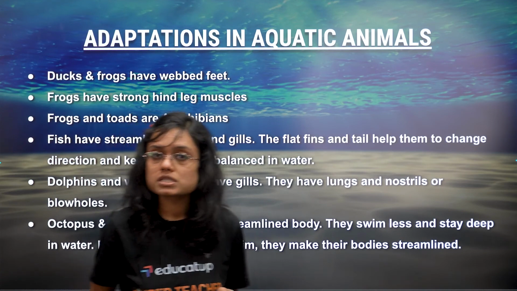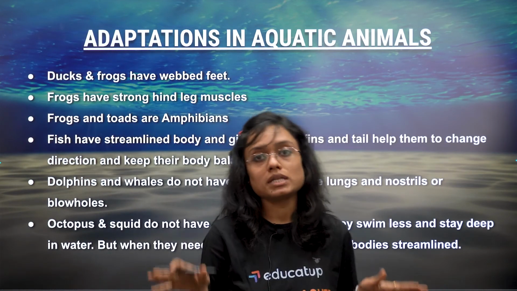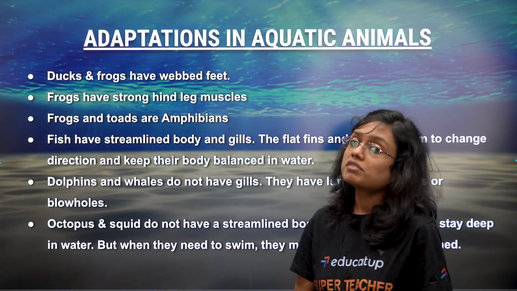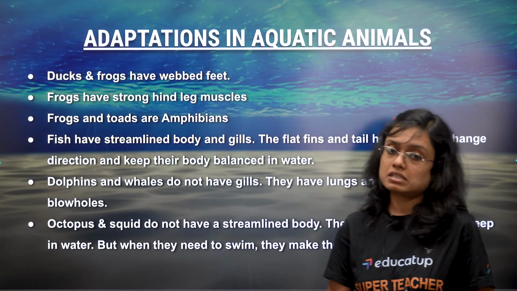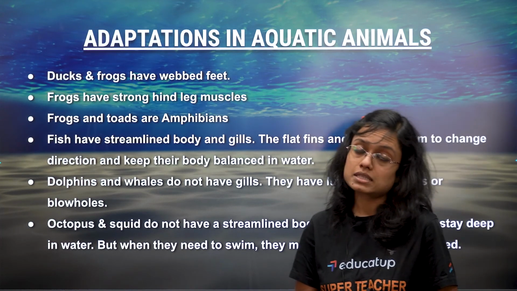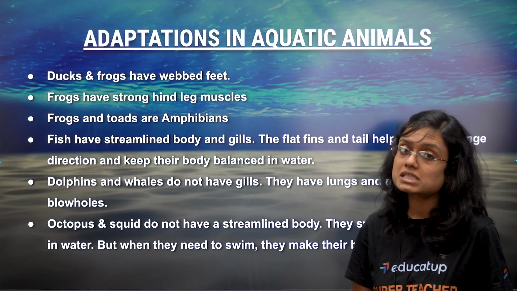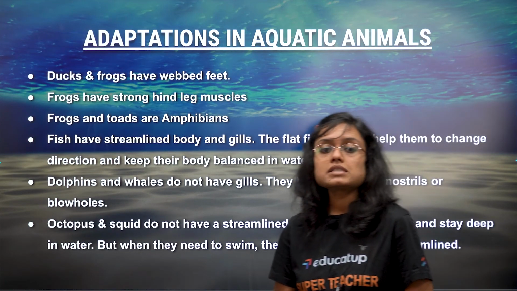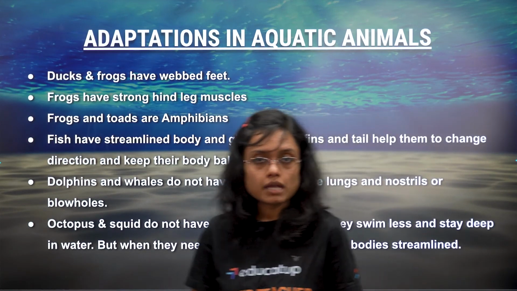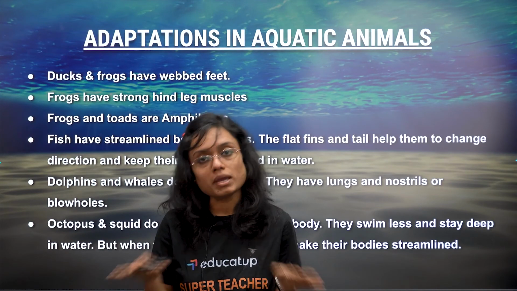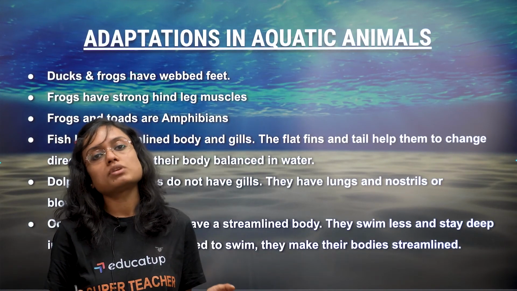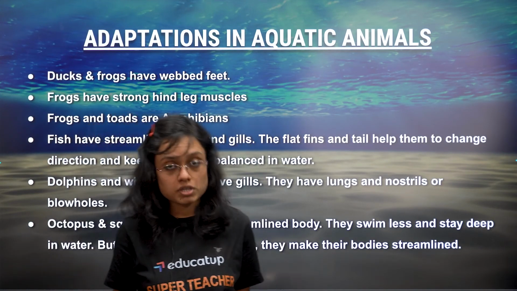The fins which are present help the fish to keep its body balanced in the water. Dolphins and whales, they do not have gills. They have lungs or blowholes. This is very important because they come under mammals category. Octopus and squid, they do not have a streamlined body, but whenever they want to swim, they can turn their body into streamlined shape. That is a special feature in them.